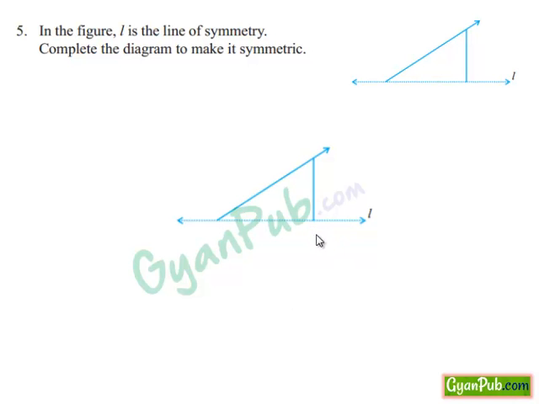Hence, drawing the identical part, the figure will be like this. Hence, this is the complete figure. Now, through the line of symmetry L, the upper half is the same as the lower half. Hence, the diagram is symmetric.